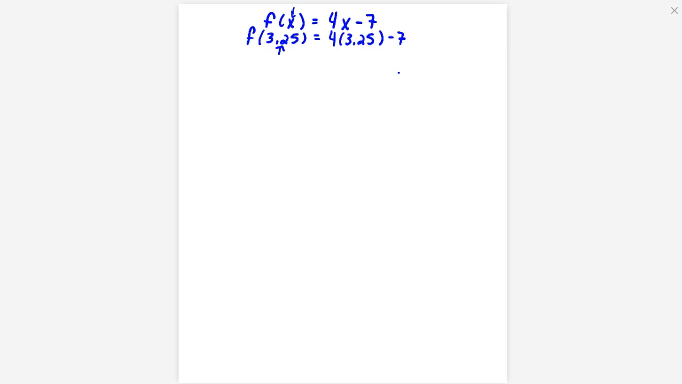Okay, so this just means we don't do anything to this side here. This just means that my input for this function is 3.25. That's all it means. So that stays the same. That's going to give us our answer here.